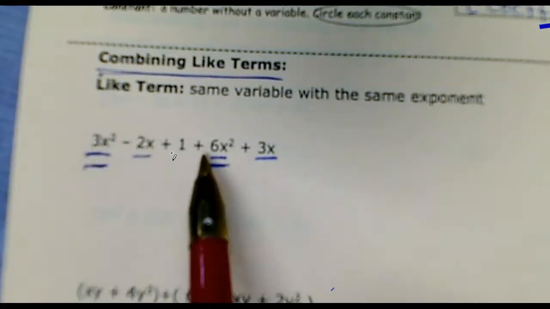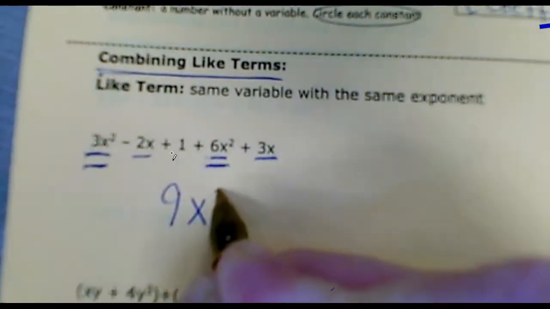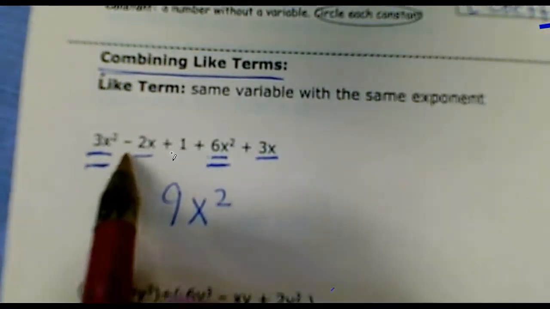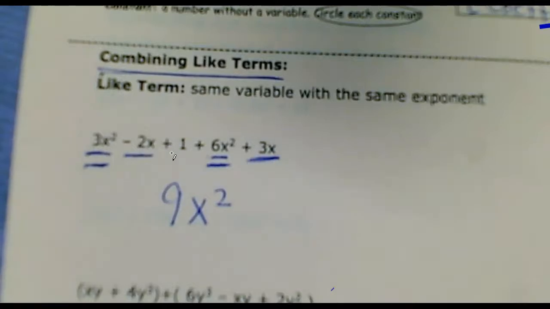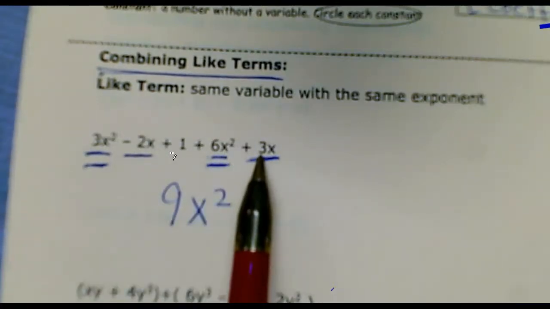What's 3 plus 6? And this one and this one that both have an x, those are like terms. What do you get when you combine a negative 2 plus a 3?